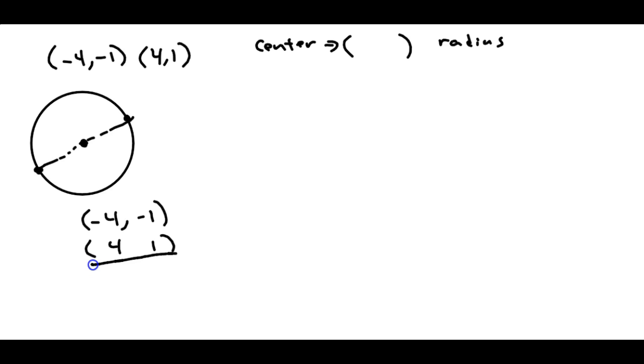So to find the midpoint, I'm going to add up the two locations and then divide by 2. -4 plus 4 is 0. -1 plus 1 is 0. Well, if I divide both of those by 2, I'm still going to end up with the same thing, 0, 0 in this case. So the center is at the origin.